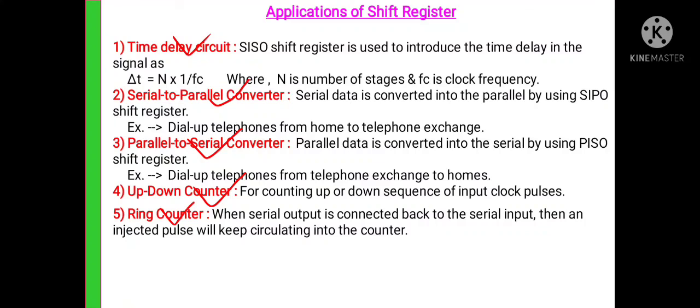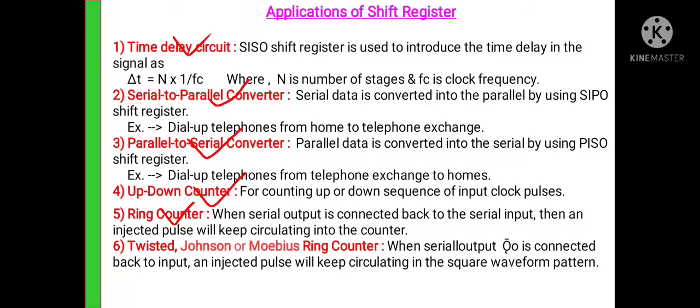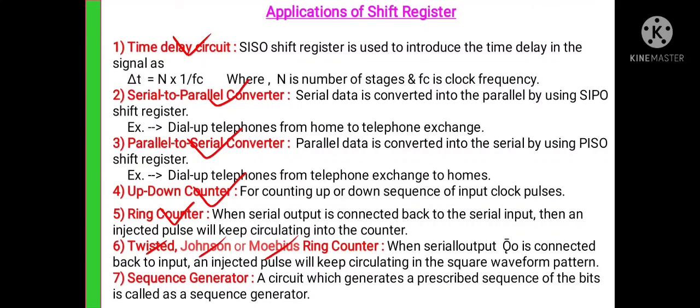Also, they are used as ring counters, in which the serial output is connected back to the serial input. The shift registers are also used as twisted, Johnson or Mobius ring counters. In this case, an injected pulse will keep circulating in a square waveform pattern. And finally, these shift registers are also used as sequence generators. A sequence generator is a circuit which generates a prescribed sequence of bits.